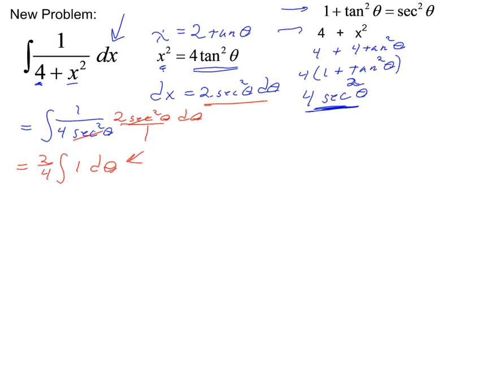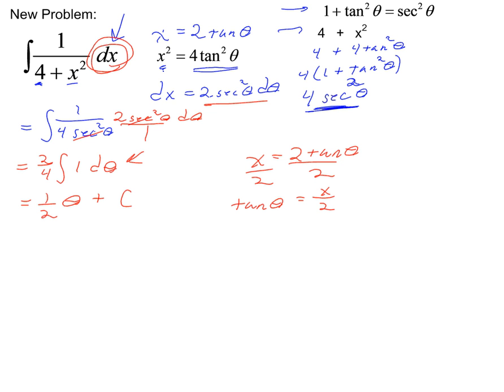Again, this is the reason this dx or this d theta is always so important. It has to be there. But in this case, when I integrate 1 d theta, I just get theta plus c, or 1/2 theta plus c in this case. Don't forget that whenever you do a substitution, you have to put it back in terms of the original variable. Well, if x is equal to 2 tangent theta, divide both sides by 2, so tangent theta is equal to x over 2. And solving for theta, that means theta is equal to the arctangent of x over 2.